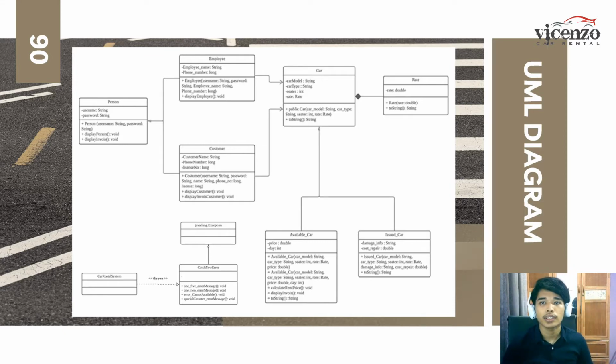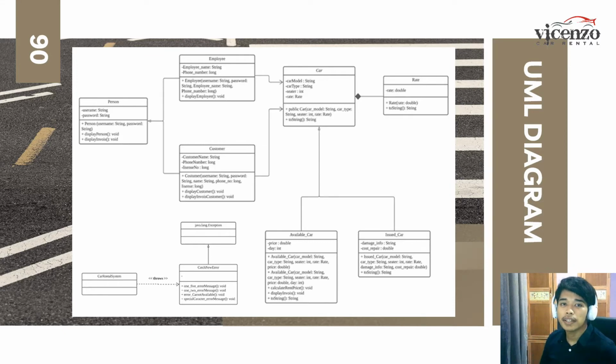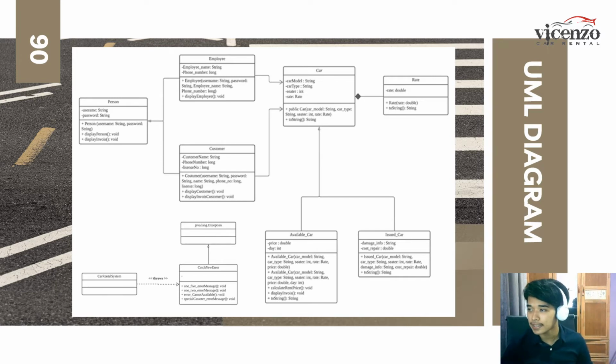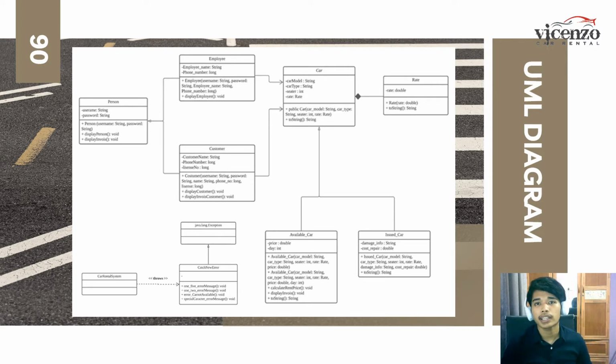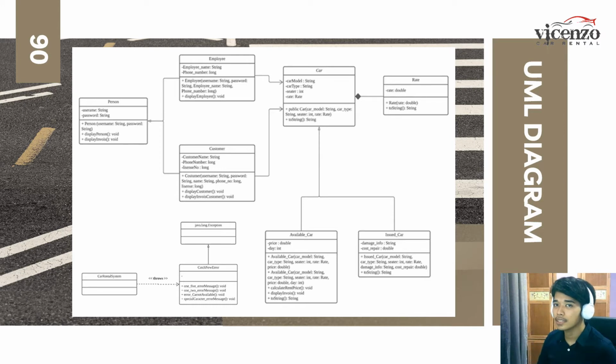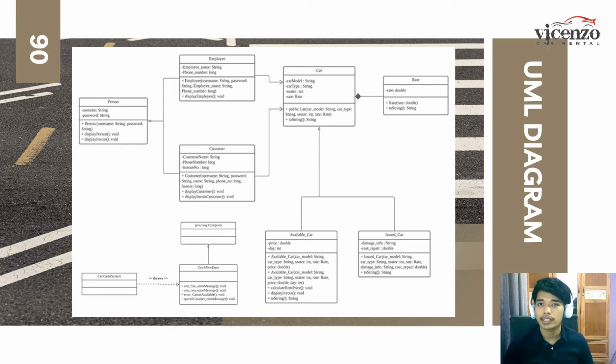Okay, so in our system, we have 7 classes: person class, employee class, customer class, car class, rate class, available car class, issues car class, and then we add one more class, the cache new error class.